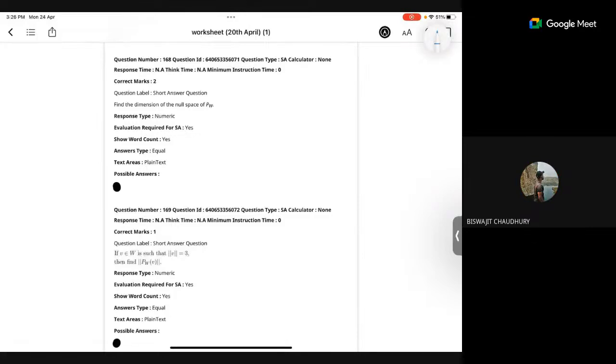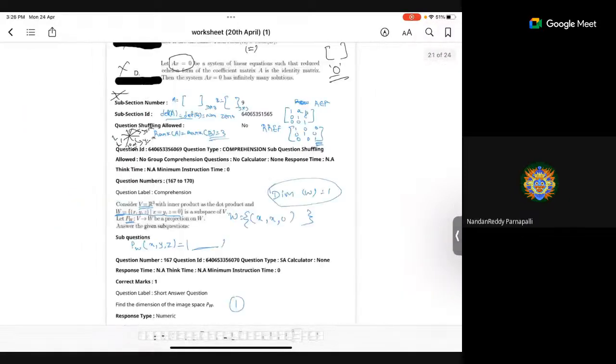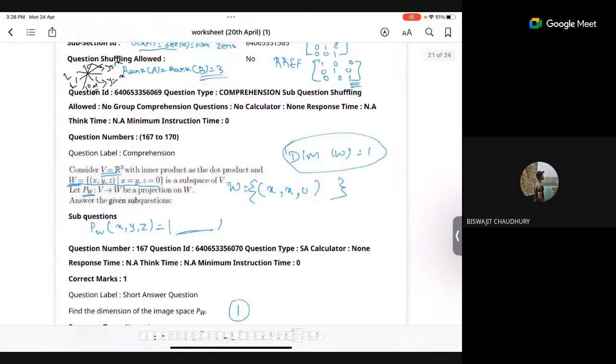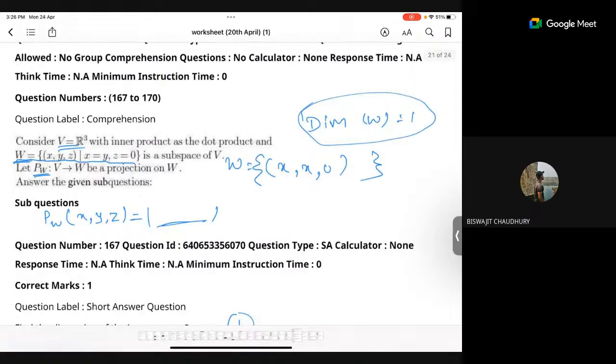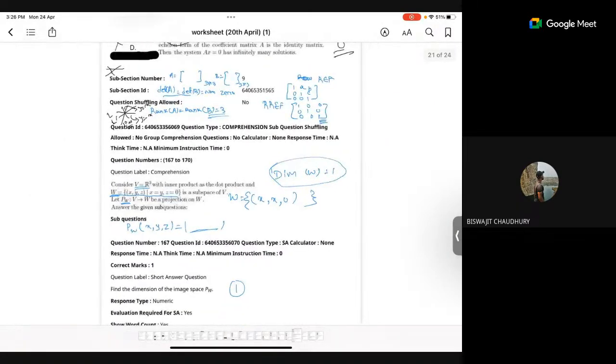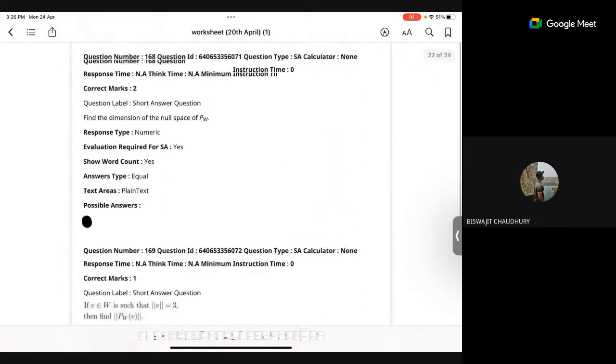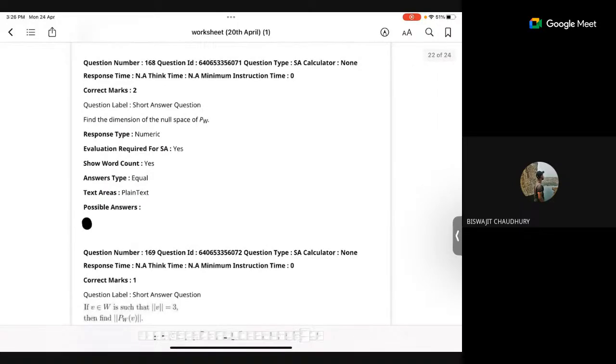Question number 168. R3 to R3. But okay, dimension is okay, 3-1. W is a subspace of R3, right? It is not entire R3, but it is a subspace. So to solve this question, you just need to find the projection of B on W. Try to solve this question.